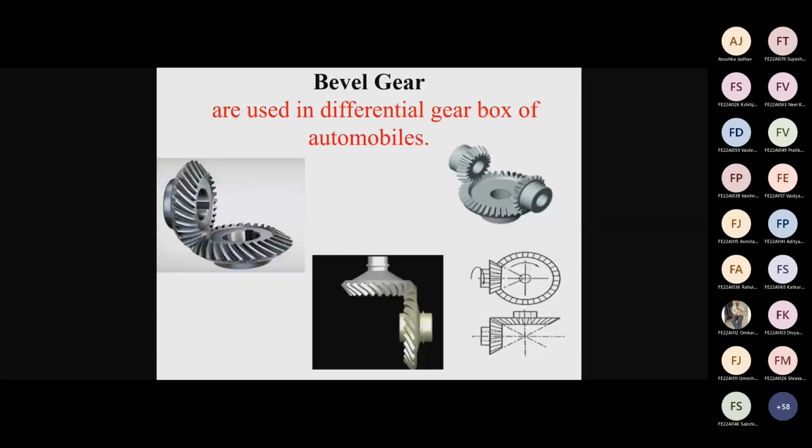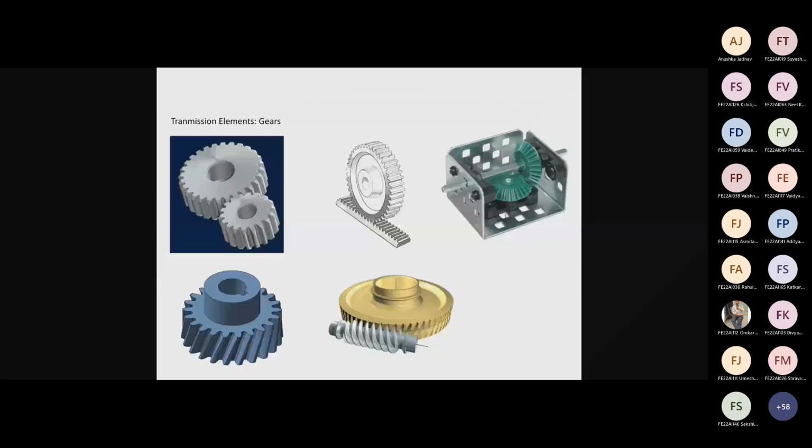You can see here the bevel gear. Now these spur gear and helical gears are used to transfer power at parallel axis, right? But when we want to transfer power at perpendicular axis, then we use the bevel gear.